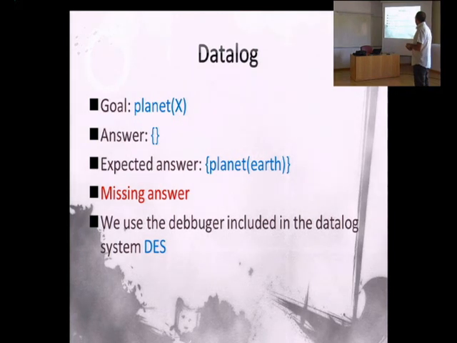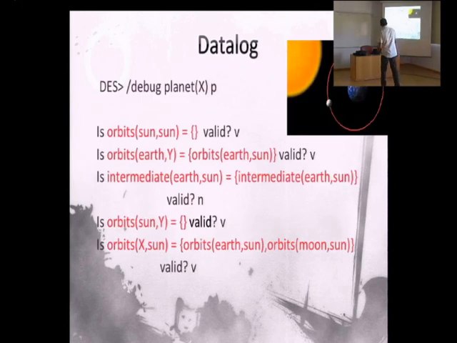So we have a missing answer, and we use the debugger included in the Datalog system. And here is the debugging session. The first question says, well, the questions in Datalog are also a little bit tricky. Is orbit sun the empty? This is quite difficult, maybe a little bit at the beginning. In Datalog, the empty answer means fail. There is no answer for this goal. So it's false that the sun orbits the sun. Yes, this is okay. The sun doesn't orbit the sun. So it's valid.